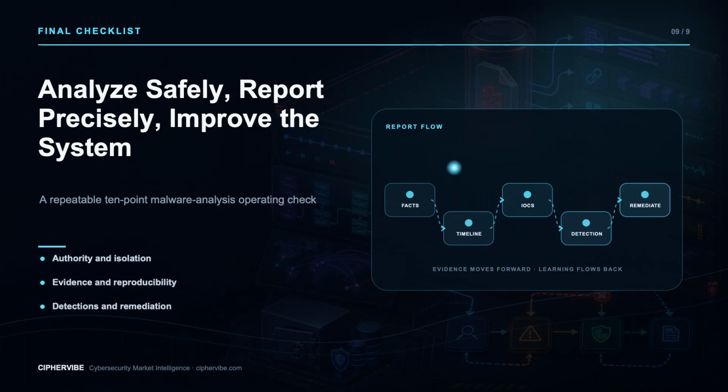8. Prioritize reverse engineering that changes containment, scoping, detection, or remediation. 9. Convert findings into layered detections with owners, telemetry requirements, false positive guidance, and validation. 10. Contain with authority. Preserve evidence, eradicate persistence and root cause, recover from trusted media, rotate compromised secrets, and monitor for recurrence.